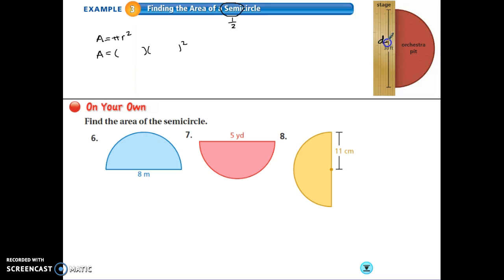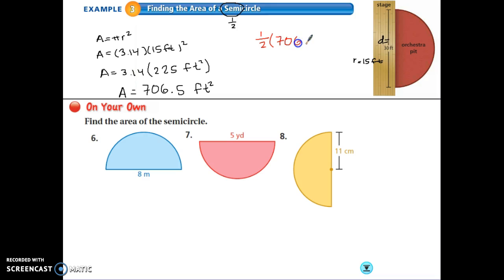In this diagram, the 30 feet is representing my diameter, which means that my radius is actually only 15 feet. So area is equal to pi times 15 feet squared, and I will use 3.14 for pi. Area is equal to 3.14 times 225 square feet, and multiplying by 3.14, I find that my area is 706.5 square feet. However, this is the area of the whole circle. I only have half of a circle. So to find the area of the orchestra pit in the diagram, I need to find 1/2 of 706.5 square feet. When we divide 706.5 by 2, I end up with 353.25 square feet.